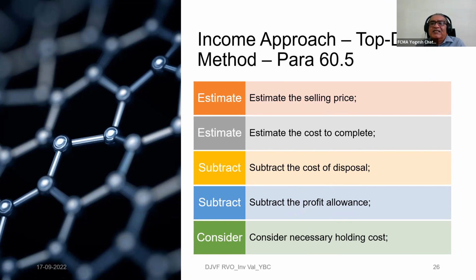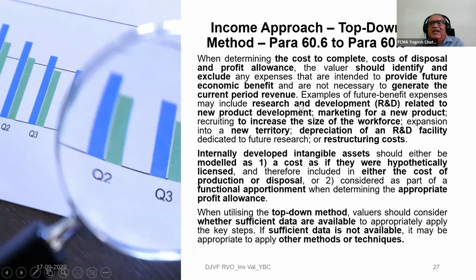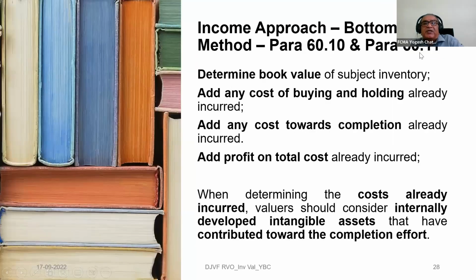So here it is starting from a selling price and ending at a cost price. So it is considered to be the top-down method. Similarly, we have this detailed guidelines on top-down methods. We will not go into detail of that. And this is a bottom-up method. So that is para 60.10 and 60.11.